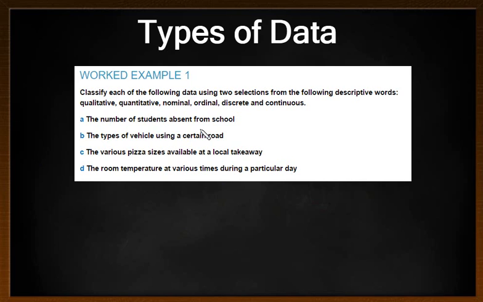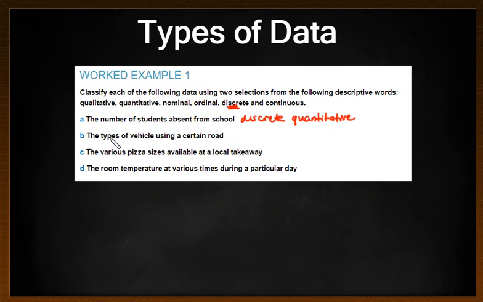So the number of students absent from school. Well, that's going to give me numbers like, could be 10 people, 11 people. So it's numbers, and this is going to be discrete because they're exact numbers. So this would be called discrete, and it will be numerical, or in this case, quantitative data.